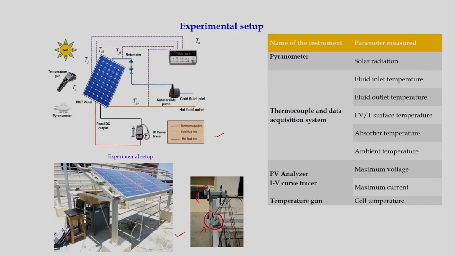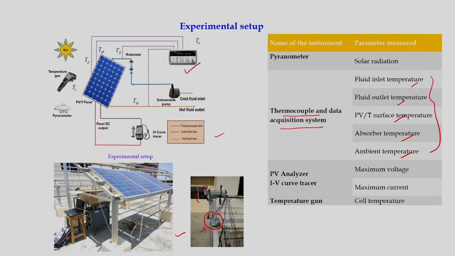So, pyranometer will give us the global radiation, and also we need to measure fluid inlet temperature, fluid outlet temperature, PVT surface temperature, then absorber temperature, then ambient temperature. So, for measurement of these temperatures, we have a very sophisticated data acquisition system. So, we need the sensors and that has to be connected.